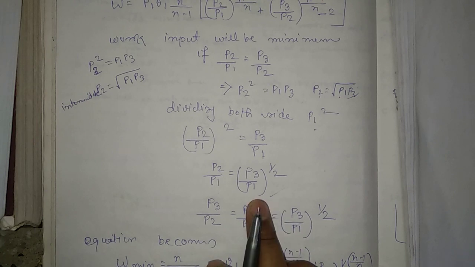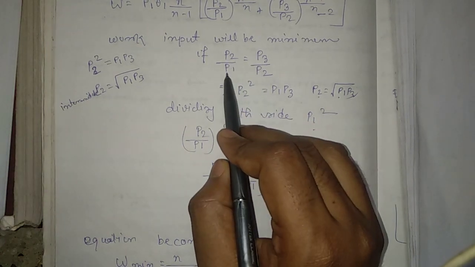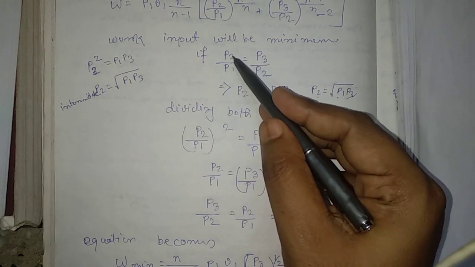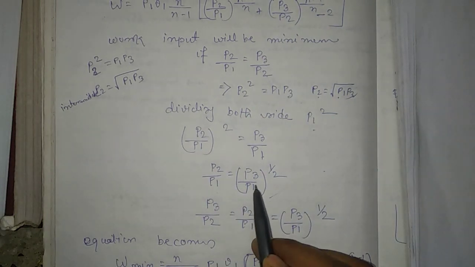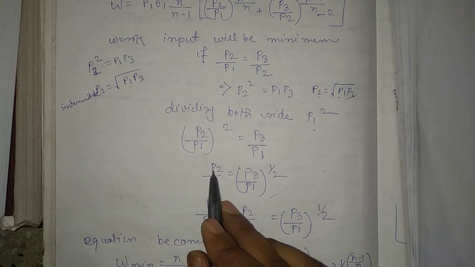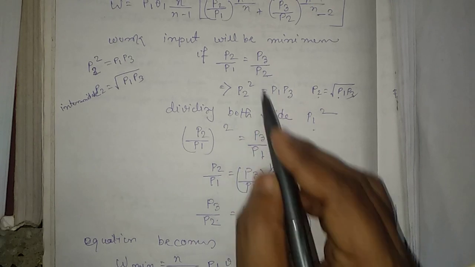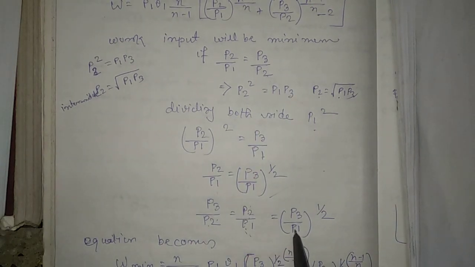Okay, so we know that P2 by P1 is equal to P3 by P2, right? So P2 by P1 is equal to P3 by P2, and here P2 by P1 is equal to under root of P3 by P1. So from these expressions we can write P3 by P2 is equal to P2 by P1, so that is equal to this one.